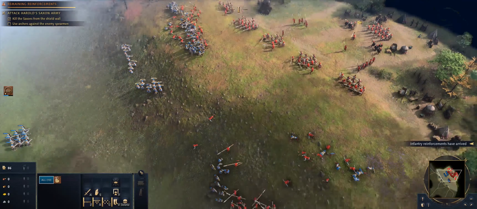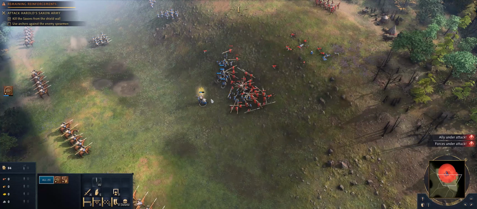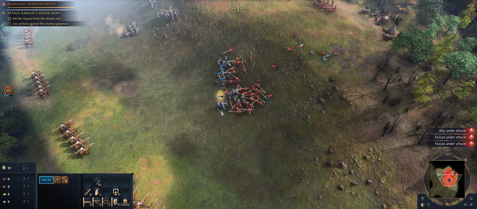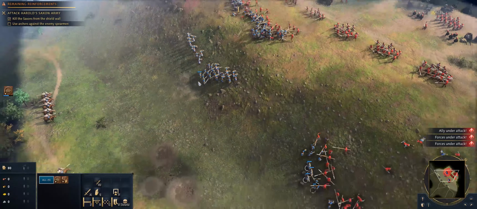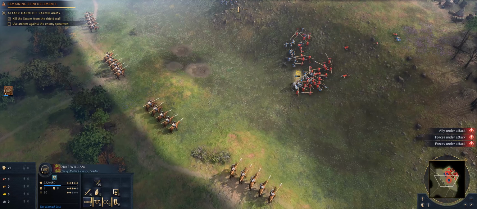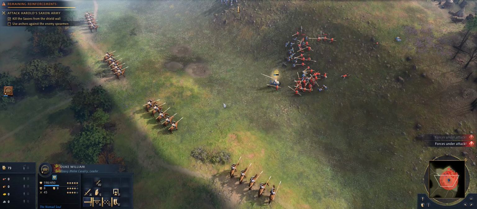Okay, guys, attack, attack. William, help your archers. Yeah, he's taking too much.